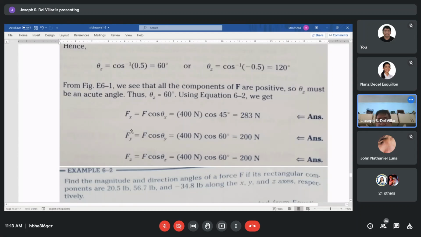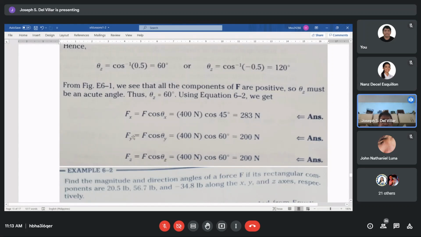Okay? Fx is equal to F cosine theta x. So 400 cosine 45. So this is square root of 2 over 2. Okay? So that is equal to 283 newtons. But in our agreement, ano yung agreement natin? Round off to 2 decimal places. So that should be 282.84. Okay, so pag pinasolve ko yan, your final answer should be 282.84 newtons.